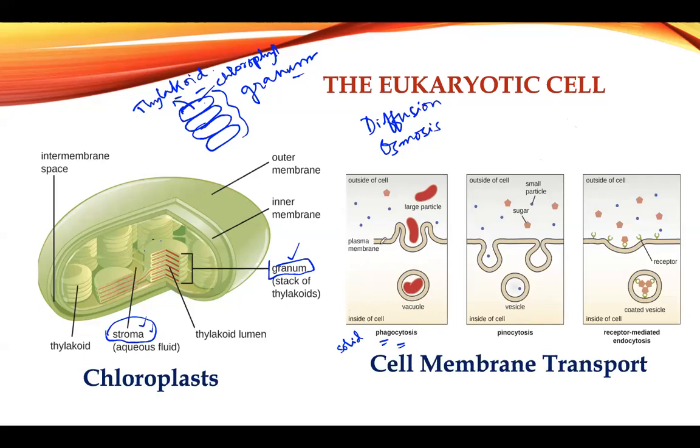In that case, what happens? The plasma membrane invaginates, they make a sac-like structure, they surround that solid particle, and ultimately they make a sac-like structure, and that sac gets separated from the plasma membrane. So they create a small vacuole.